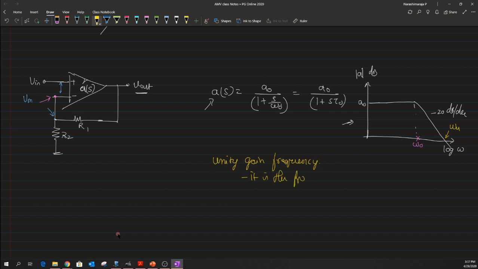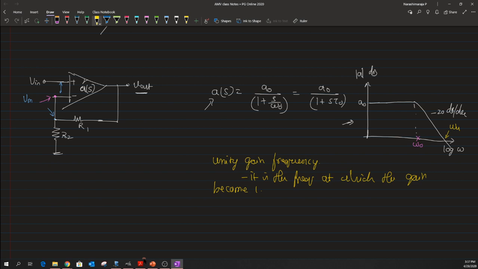Let me write it, at which the gain becomes 1. So it can be either a closed loop gain or even an open loop gain, but the gain is supposed to be equal to 1, and that is this particular quantity. Now, how would we evaluate this particular frequency omega u?